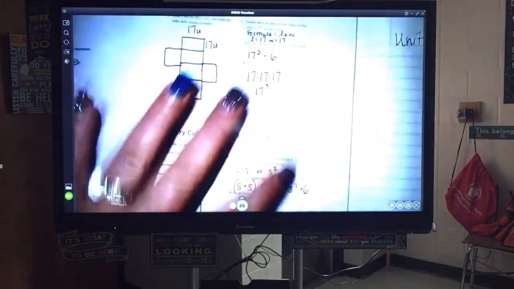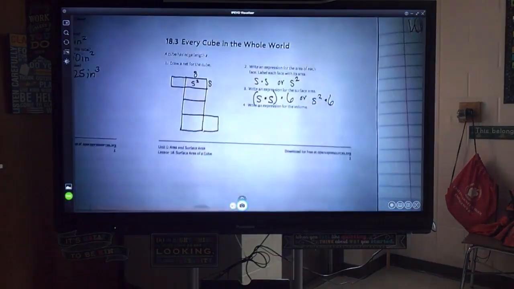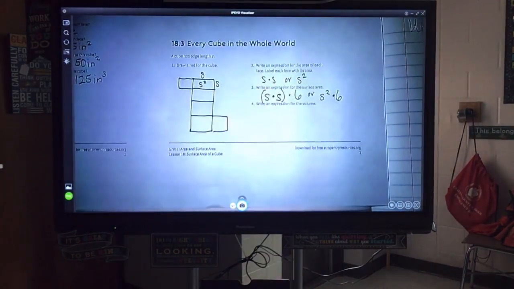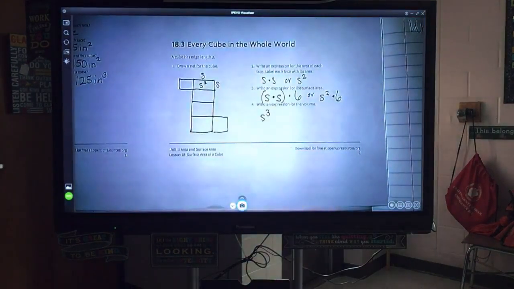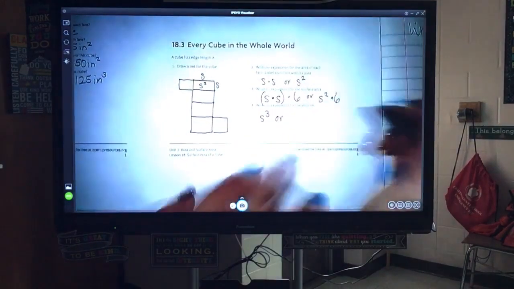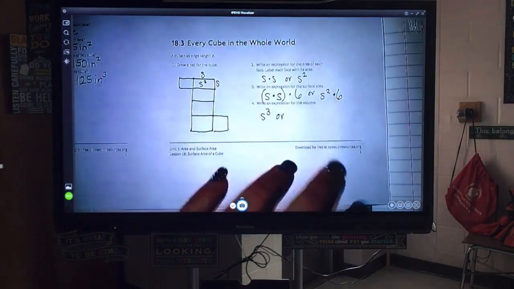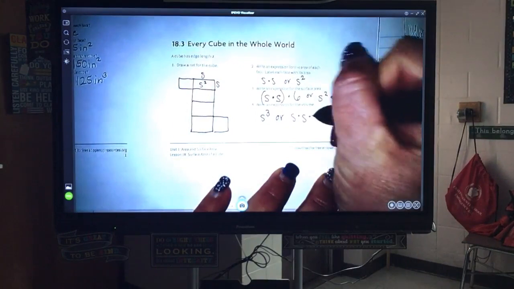All right, the last part of this lesson says write an expression for the volume. So be a little bit careful with this one. This one might be a little difficult. Kayla, what do you think? S to the third power units. Are you sure? Cubed. Positive. Why? Because volume is length times width times height. And all of those are S. So I can do it this way, or what's another way? S times S times S. All right.